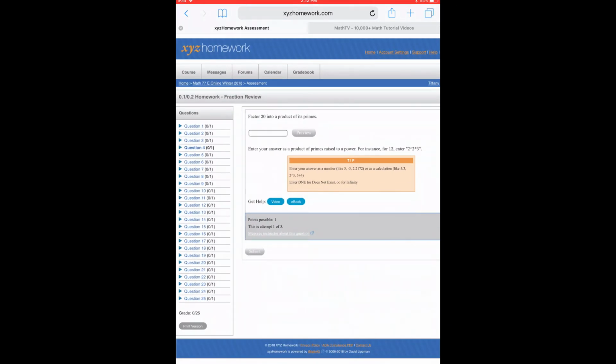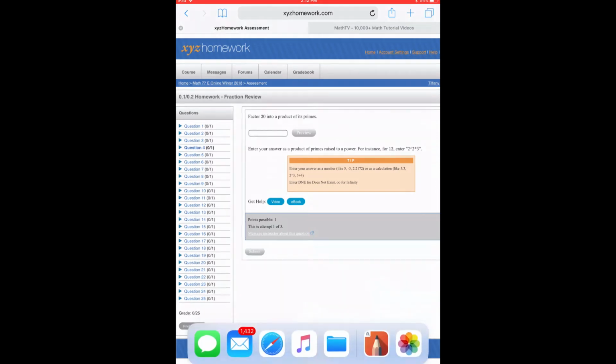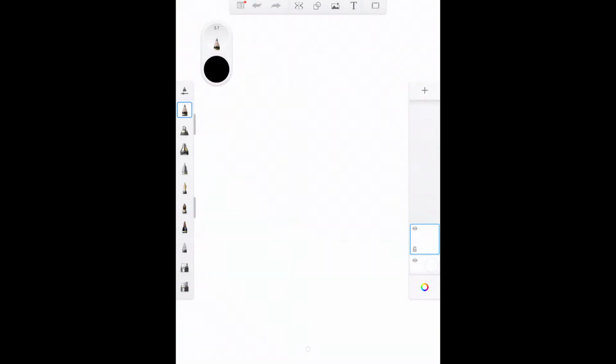Okay, this one says factor 20 into a product of primes. So let me get my app here so I can write. So we're going to factor 20 into a product of primes. When I think of 20, I think of 4 times 5. But that is not a product of primes, because you'll remember that prime means that the only factors are that number and itself. And 4 definitely has factors. So we can break 4 down into 2 times 2.